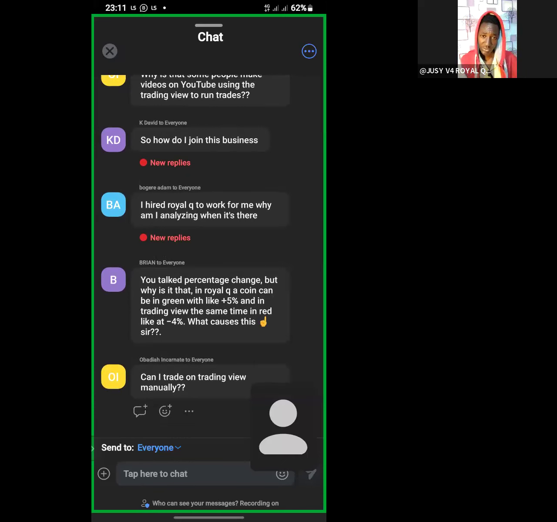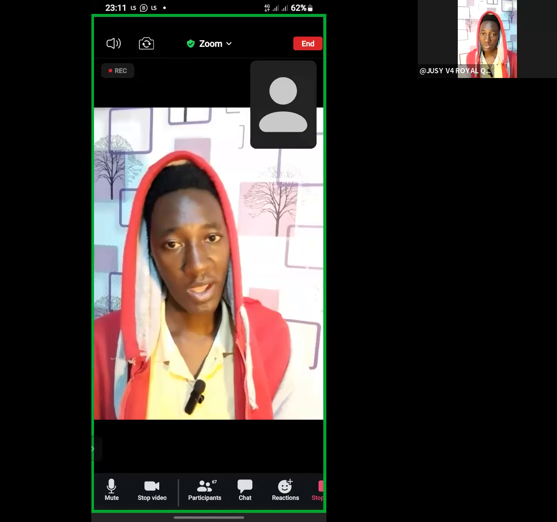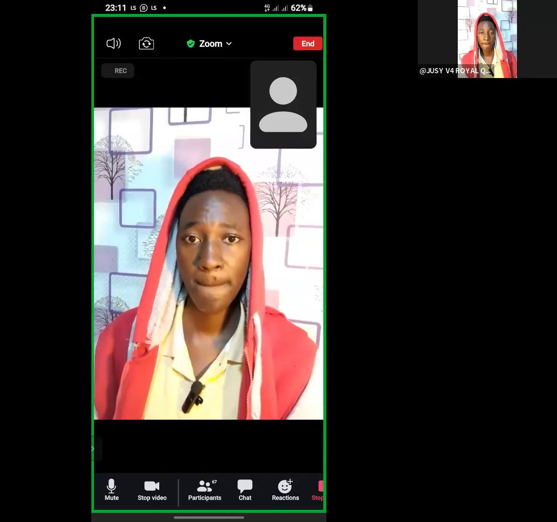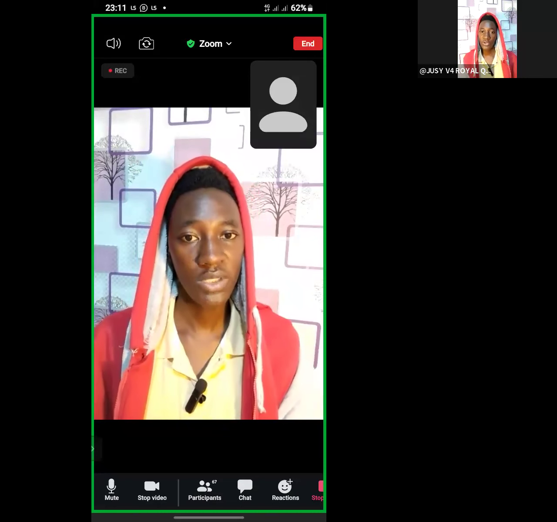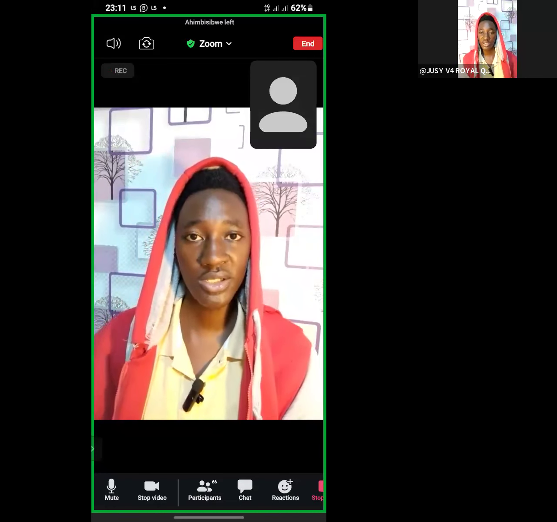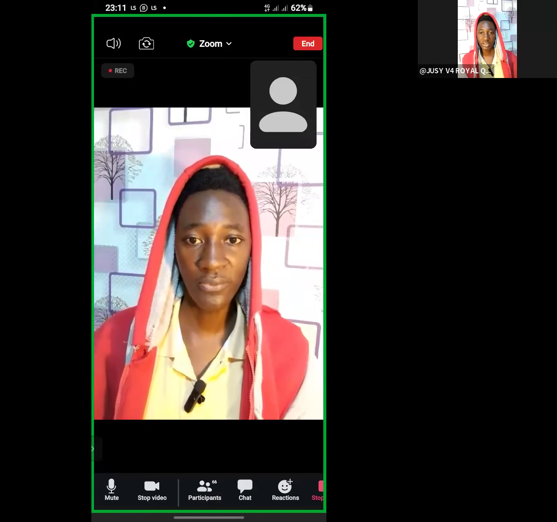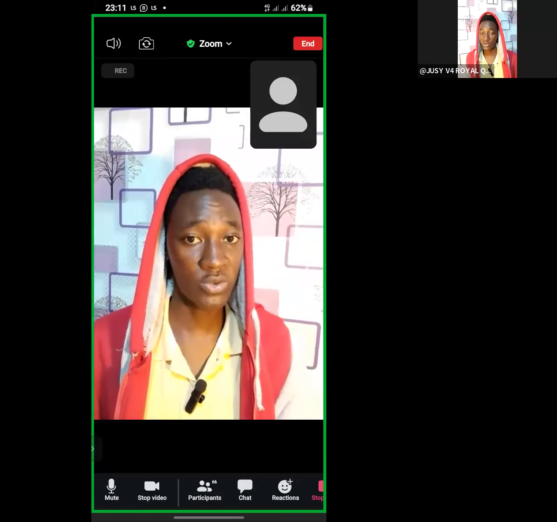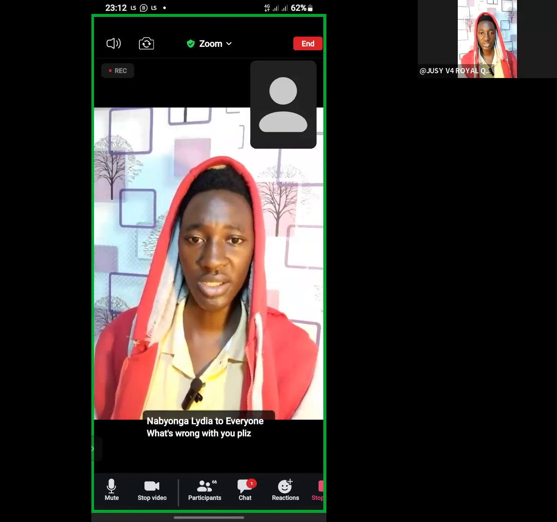You talked about percentage change, but why is it that a Royal Q coin can be in green at 5 and in TradingView at the same time in red? Okay, now this depends on the exchange you're using. Different trading platforms have got different communities. Quote me well. Different trading platforms have got different communities. If you look at HTX and you look at Binance itself, they are different. The percentage change is different because we've got different communities that use them.